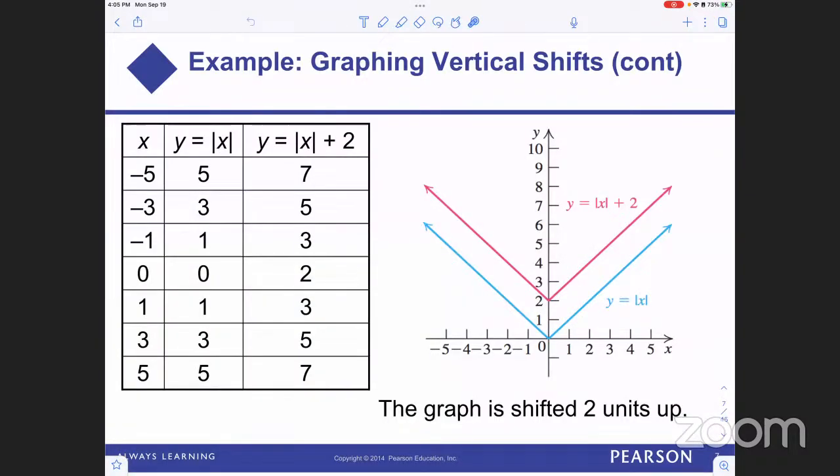Okay. So first we chose several values of x. Absolute value of x is the positive distance a number is away from 0. So for instance, the absolute value of -5 is 5, absolute value of -3 is 3, absolute value of -1 is 1, and so on. So absolute value is the positive distance a number is away from 0.